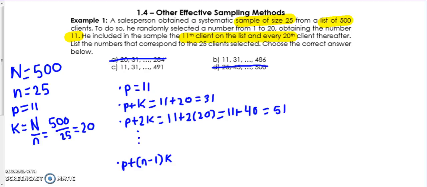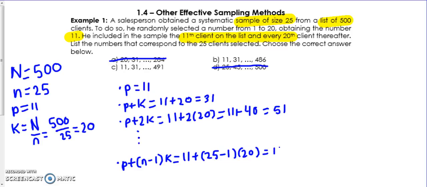And then let's skip to the last individual. So we're just adding K to get to the next individual. So the last one, so remember this is just a formula. We're going to do P, which is 11, plus N, which is 25, minus 1 times K. And K here is 20.